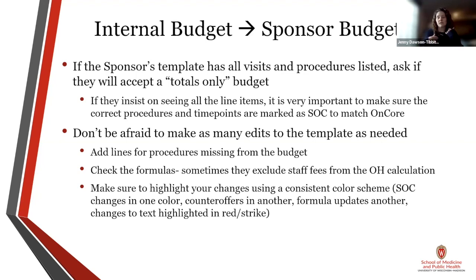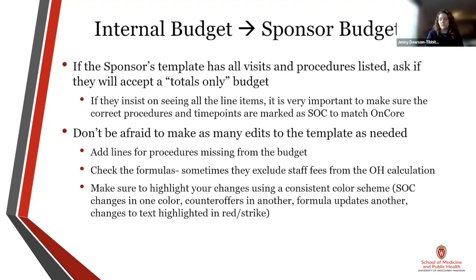And then, like Lisa said, the templates are sometimes junk. So don't be afraid to make as many edits as you want to that template. If something's missing that you think needs to be there, add it in. Check all the formulas. We have had instances where the sponsor will total up all the line items and calculate overhead, but they leave out a subsection. They sometimes don't want to pay overhead on staff fees, so they'll leave those cells out of the calculation, but we need overhead on everything. So just make sure that their formula is capturing everything.